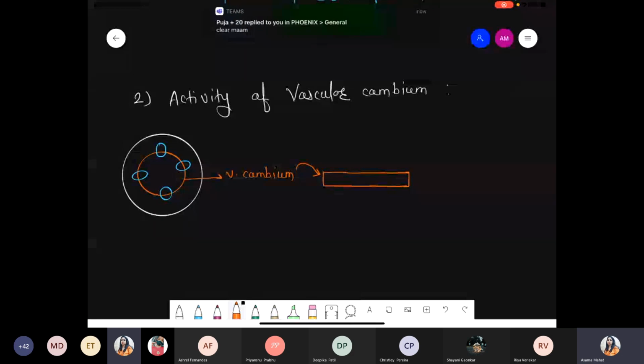Now what happened? Once the vascular cambium gets formed, some cells, not all, some cells cut toward the outer side and some cells cut toward the inner side.